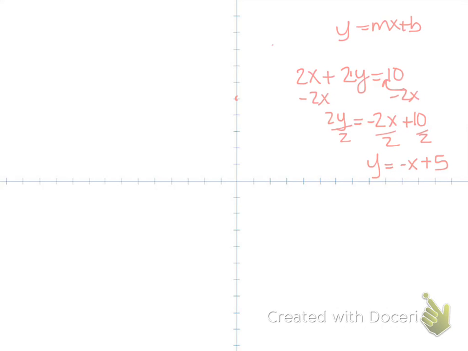So it's going to start at 5, and that negative is like a negative 1 over 1. So I'm going to go down 1, right 1, or I could go up 1 to keep it negative, left 1. So if you don't see a number there, it's going to be a 1.